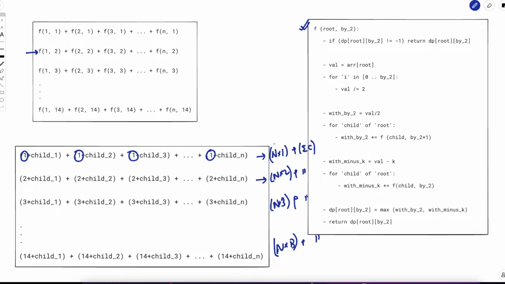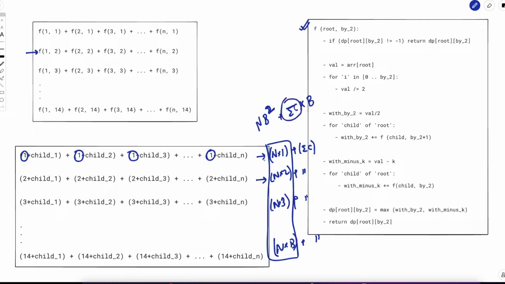Now this part is n into b square, right? Because n into 1 plus 2 plus all the way up to b, which is b square. So this part in itself is nb square. What about this part? This is sum of children b number of times. So this is sum of children multiplied by b, right?